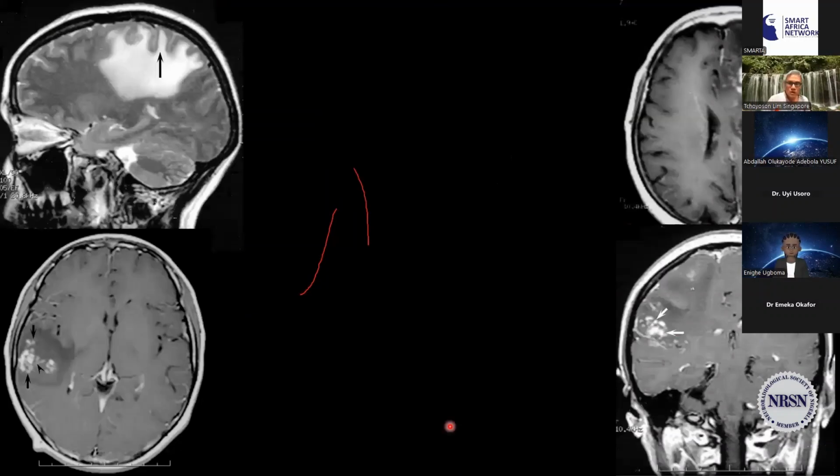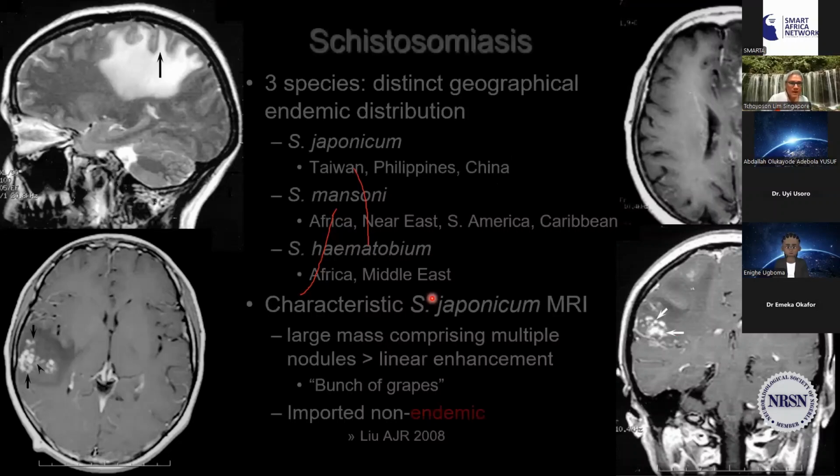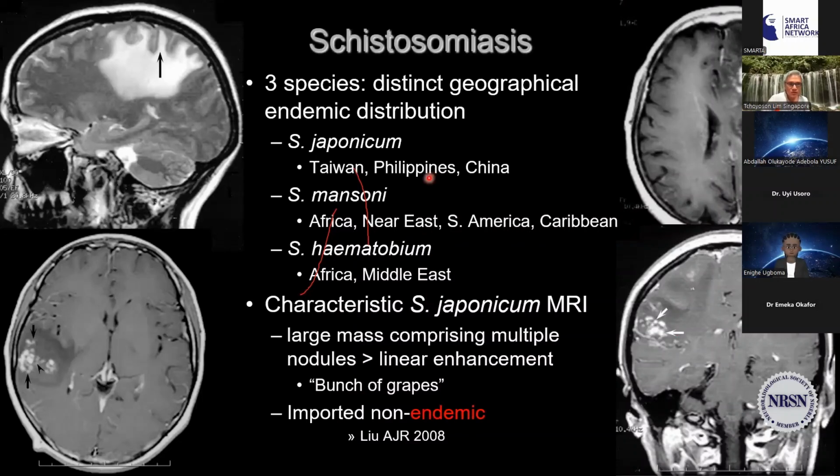So let's move on into another organism, and I won't spend too much time because this is a very unusual situation. This is a patient with schistosomiasis japonicum, which is endemic in Asia. There are 3 distinct species of schistosoma with distribution in different places, and schistosoma mansoni and hematobium are detected in Africa and the Middle East, as well as South America.